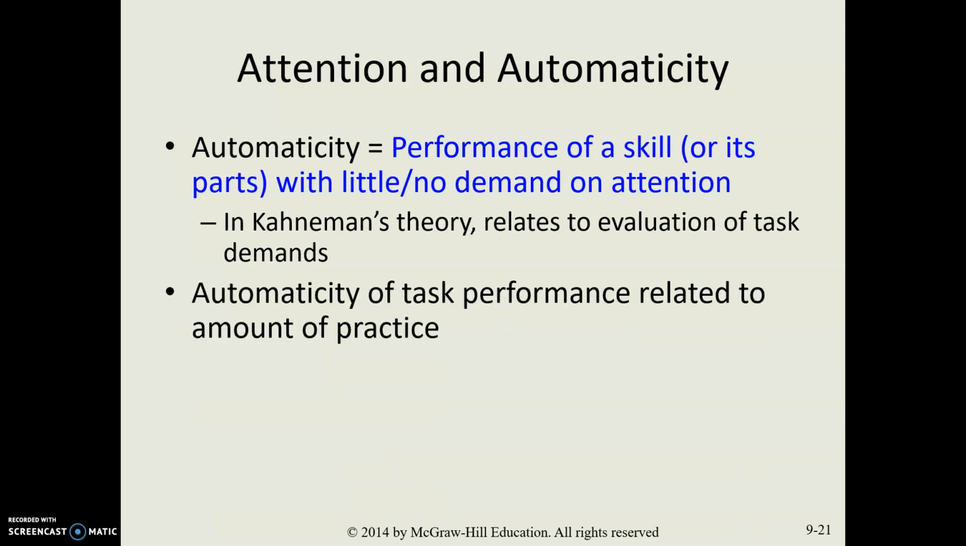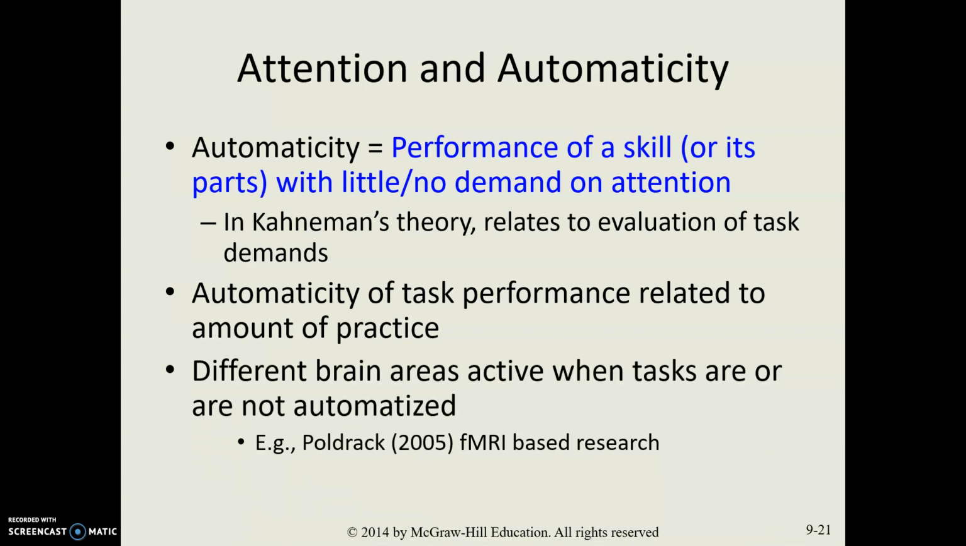And of course, to become automatic or habitual in the task performance, it's related to the amount of practice you put in. And interestingly, they've measured brain activity when tasks are either automatic or not. And they found that different parts of the brain, in fact, are activated if you're doing a skill that is automatic for you, or if you're doing a skill that you're still practicing and it has not become a habitual type of pattern. So some interesting information there.